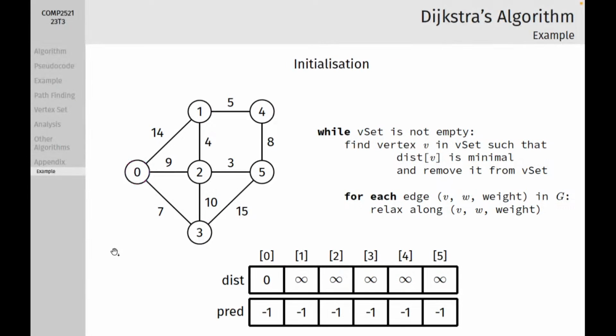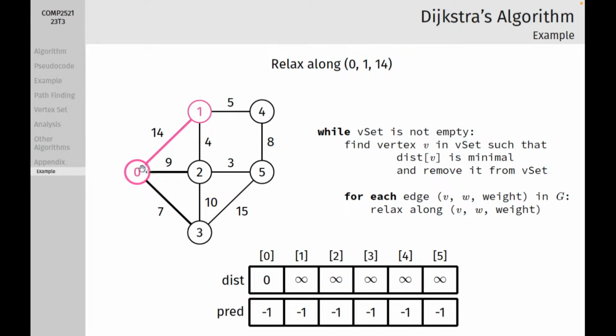All right, so the first step in the loop is to remove the vertex from the V set with the smallest distance. So at the beginning, this will be our starting vertex, 0, because the vertex with the smallest distance is 0. So remove 0. What do we do now? Well, we explore all the edges of 0. There's an edge from 0 to 1, from 0 to 2, from 0 to 3.